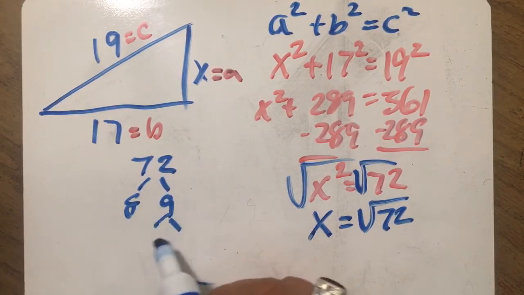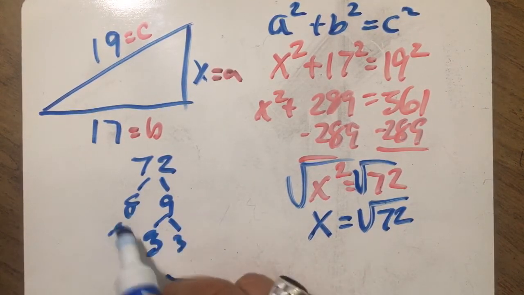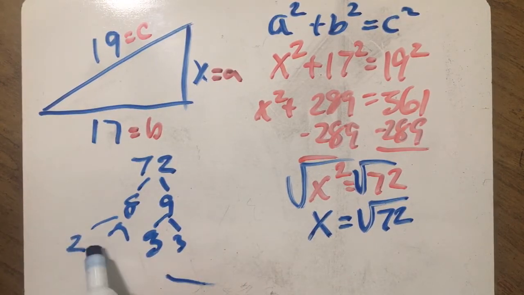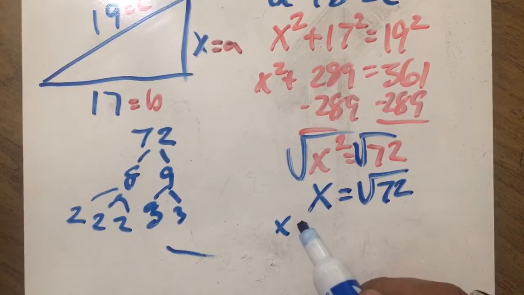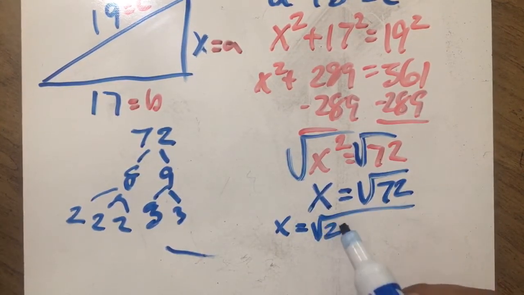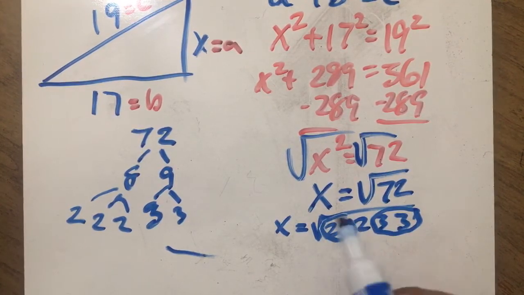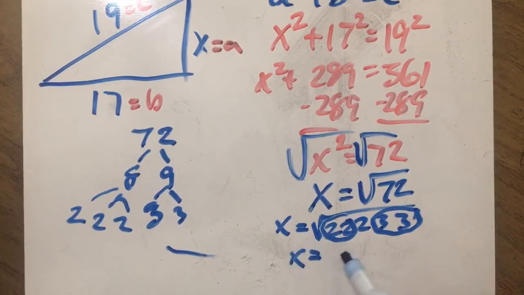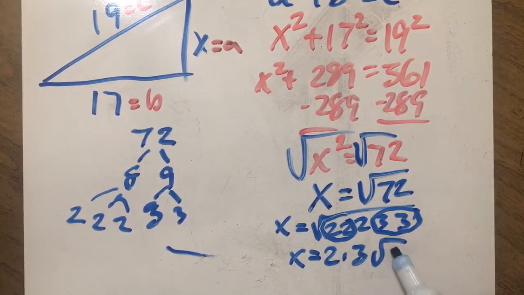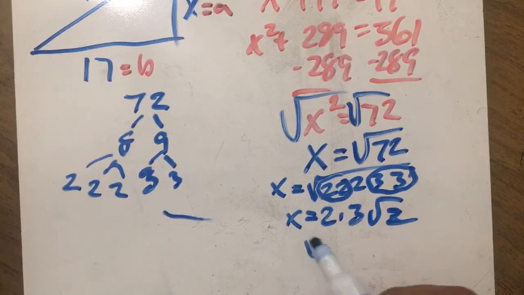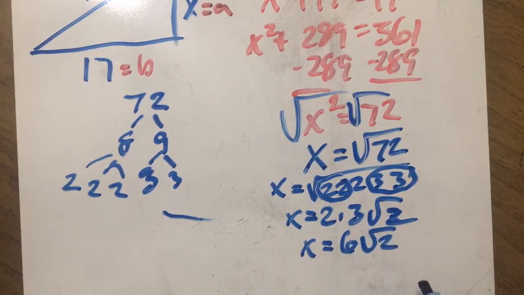Again, 72 is 8 and 9. 9 is 3 and 3. 8, just to memorize it, is 2, 2, and 2. It's real simple. Again, being able to break down and understand how this works. The radical of 2 and 2 and 2 and 3 and 3. 3's get to go outside. 2's get to go outside. You're left with x equals 2 times 3 radical 2. This then gives you x equals 6 radical 2.